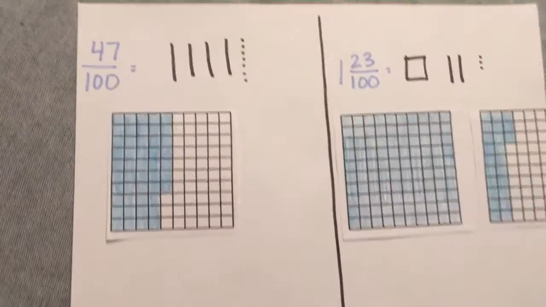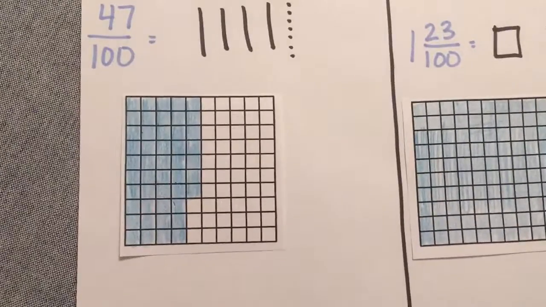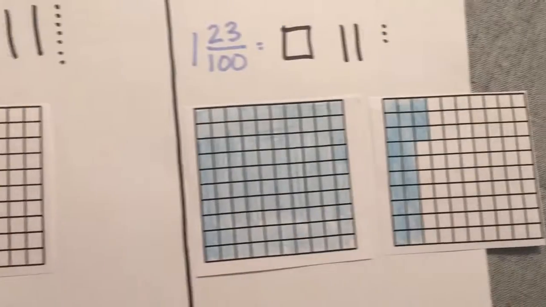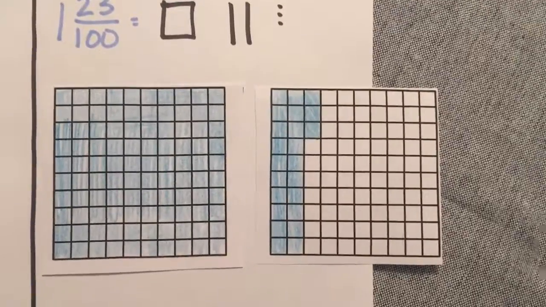For example, 47/100ths would be shaded in to look like this. You can see the 4/10ths and then the 7/100ths. 1 whole and 23/100ths would look like this.